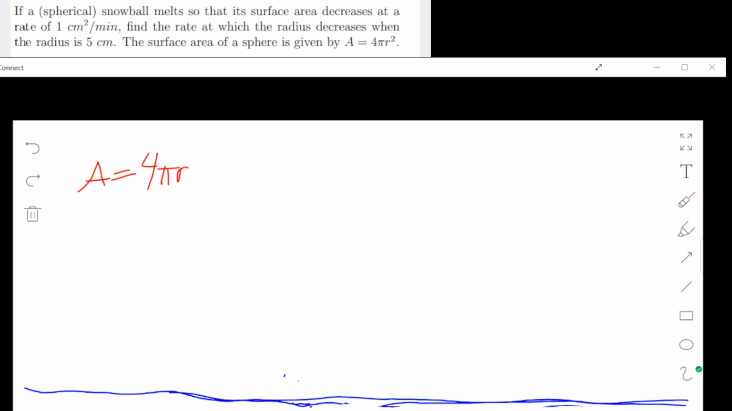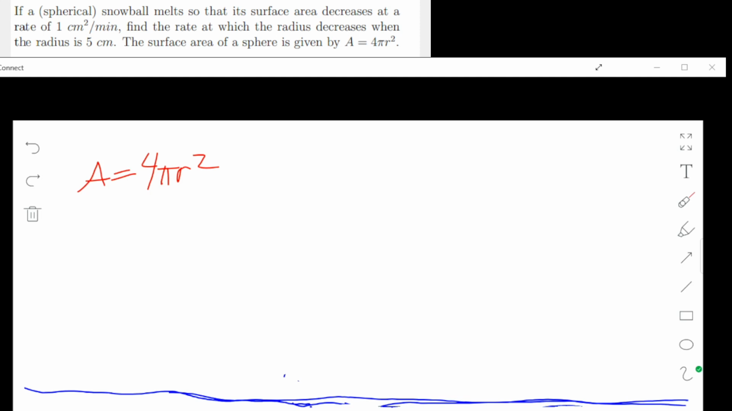4 pi r squared. And we want to know what the rate of change of... Find the rate at which the radius decreases when the radius is 5 centimeters, all right? And we are being told that its surface area is changing at a rate of 1 centimeter squared per minute. My bad. Yeah, surface area would be centimeters squared, right? Because it's surface area. It's a two-dimensional measurement. So surface area is decreasing at a rate of 1 centimeter squared per second.